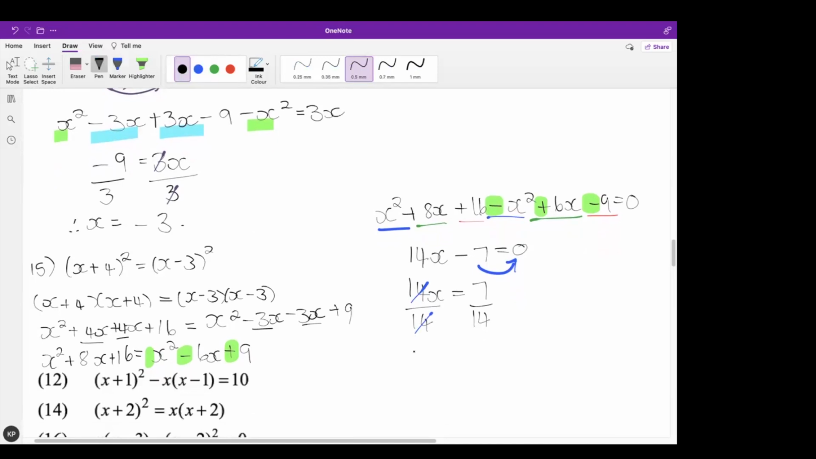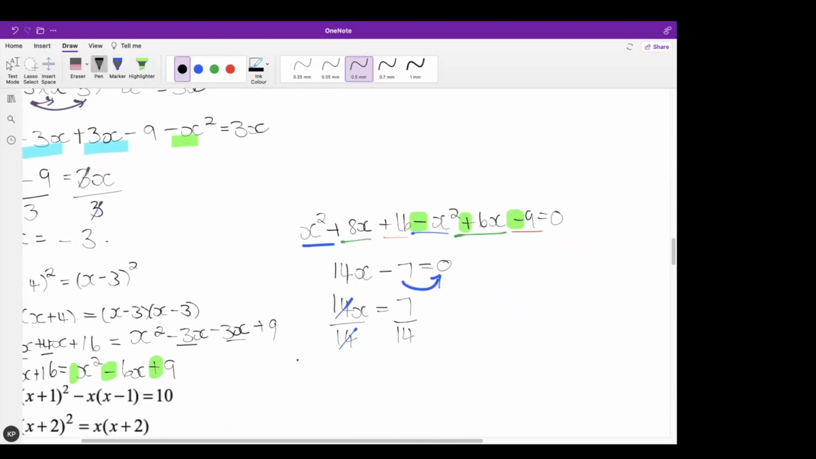And will I be correct if I say x is equal to 7 over 14? Is that the most simple that I can write this? Can I just write x is equal to 7 over 14? What do you guys think? Anyone? No. So what do I have to do? Come on, guys. We need to concentrate and participate. What do I have to do?